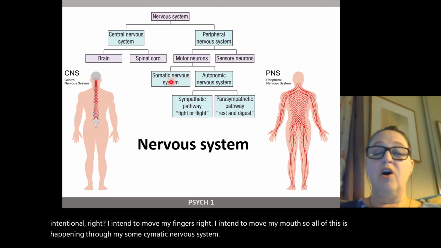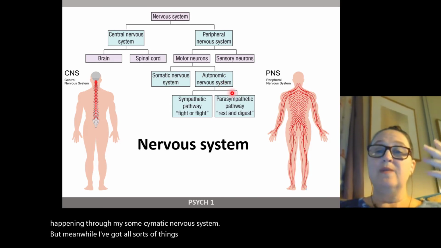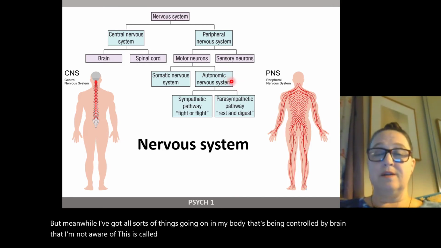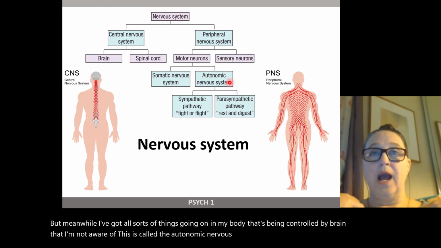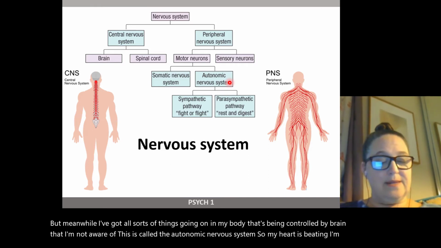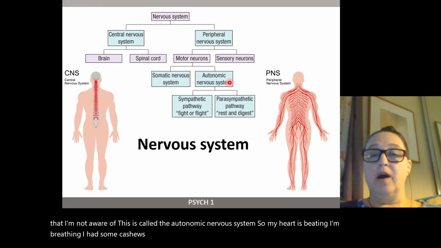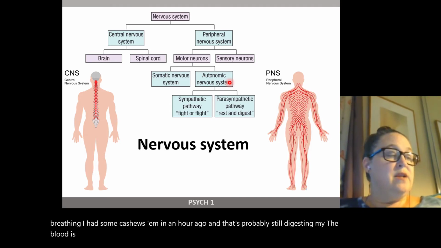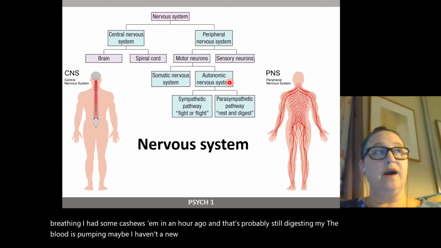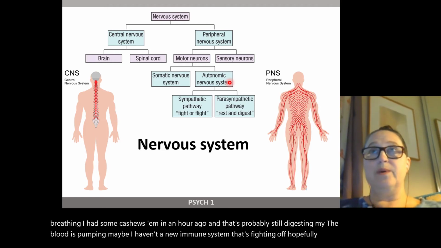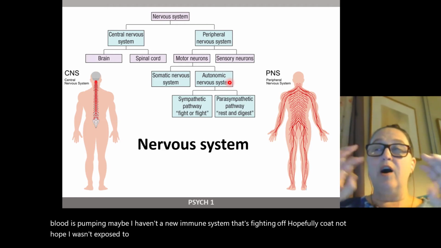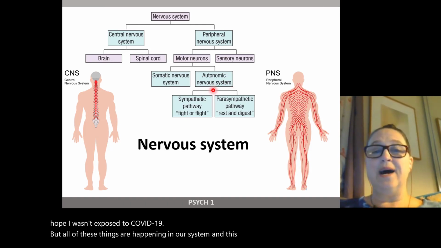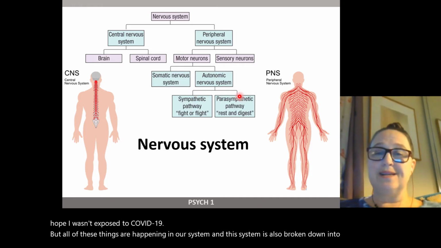But meanwhile, I've got all sorts of things going on in my body that are being controlled by my brain that I'm not aware of. This is called the autonomic nervous system. So my heart is beating. I'm breathing. I had some cashews an hour ago, and that's probably still digesting. The blood is pumping. Maybe I have an immune system that's fighting off, hopefully, COVID. I hope I wasn't exposed to COVID-19, but all of these things are happening in our system. And this system is also broken down into two different systems.